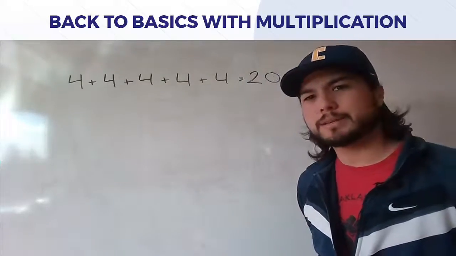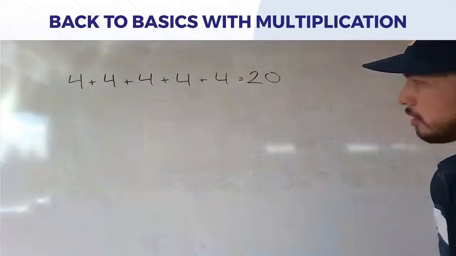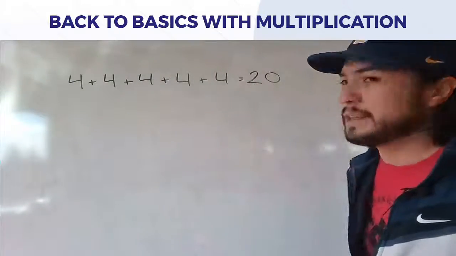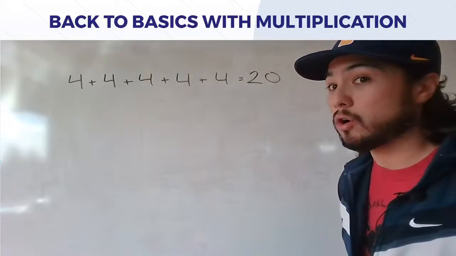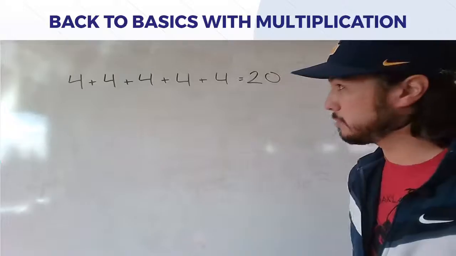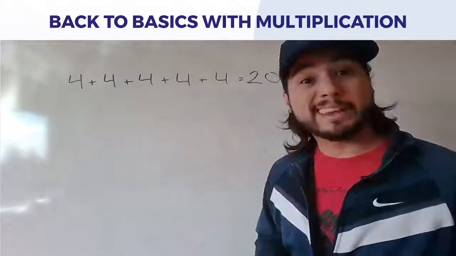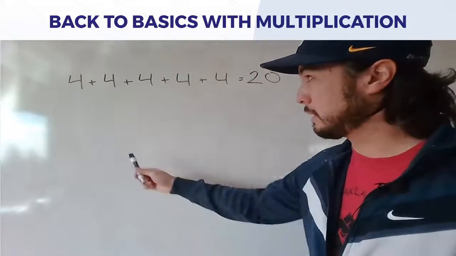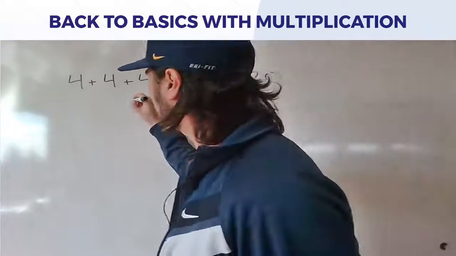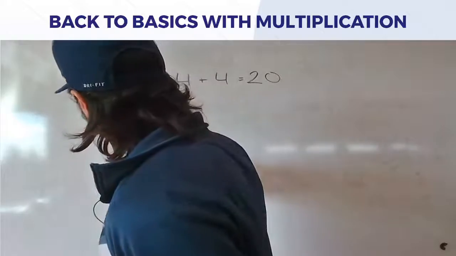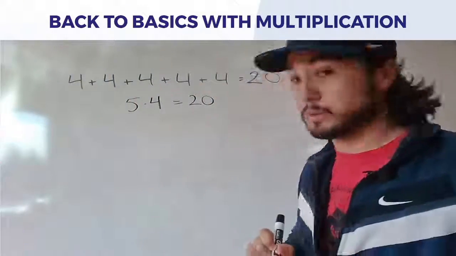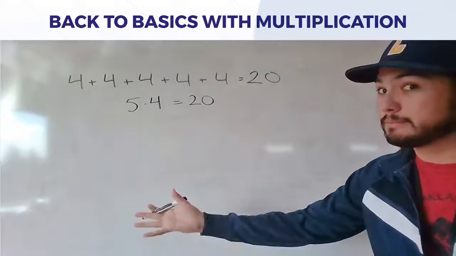However, let's think about this in multiplication terms, because we have the same value, in this case 4, being added over and over and over again. So there's a simpler way we can write it by using multiplication. We could count the number of 4s we're adding: 1, 2, 3, 4, 5. And we could say instead that 5 times 4 equals 20. Again, would you agree?